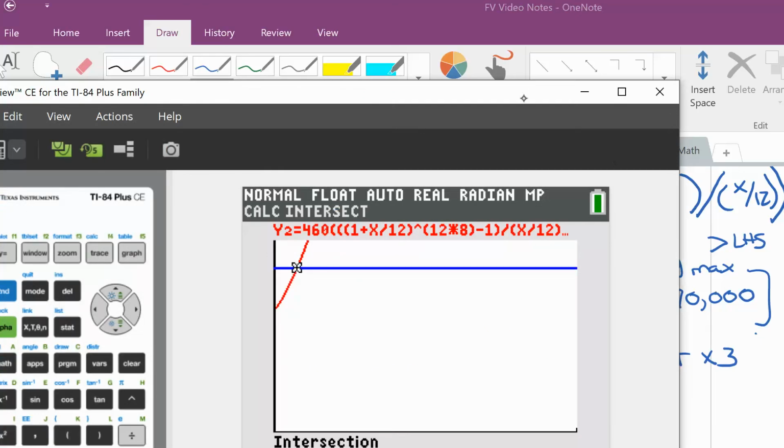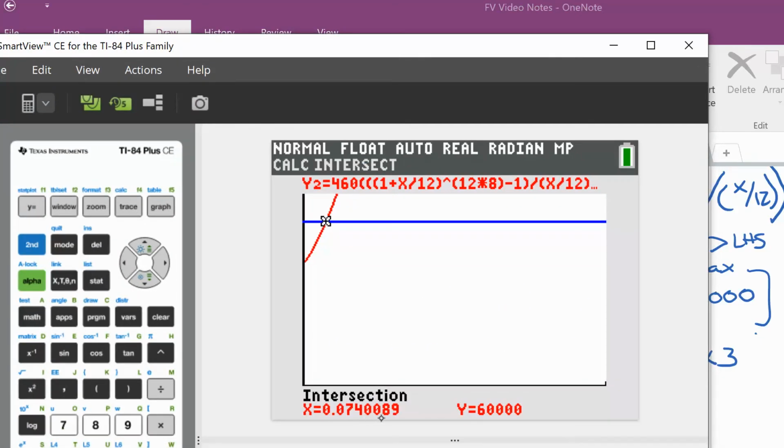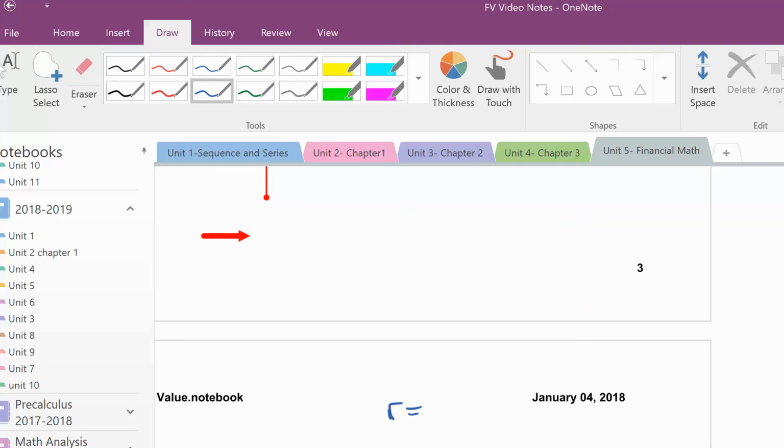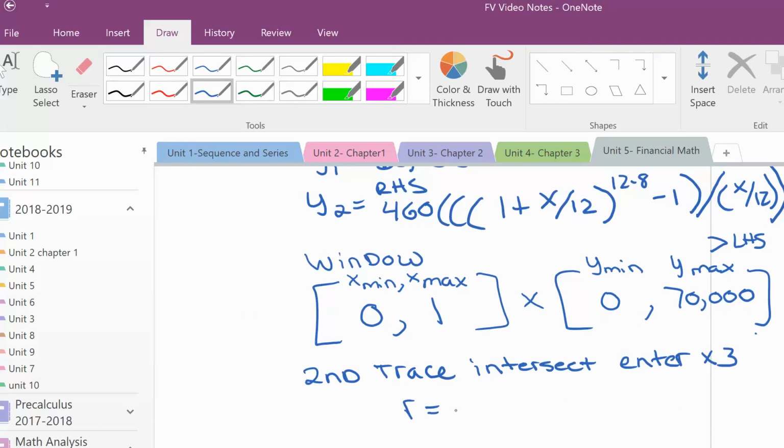So now the intersection is 0.074. So 0.074, that's the rate. So the rate is equal to 7.4%. So that's the rate that you're going to need.